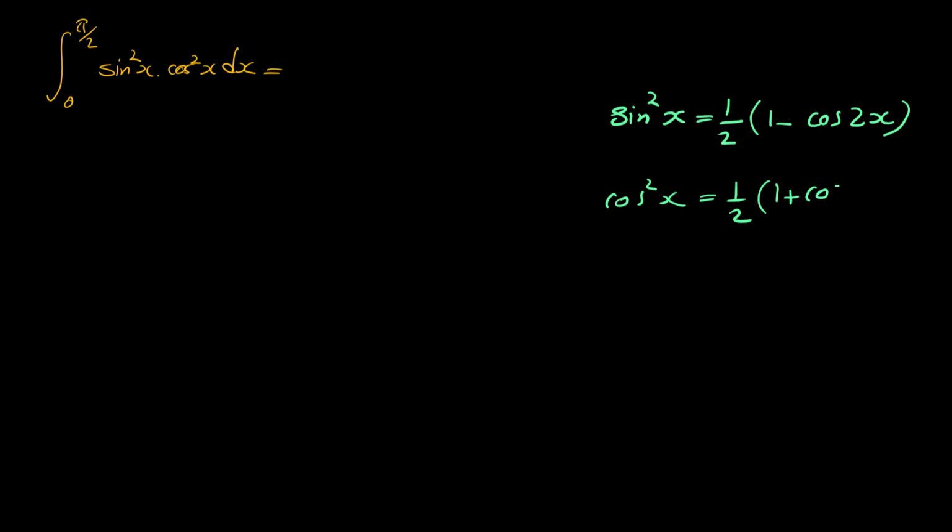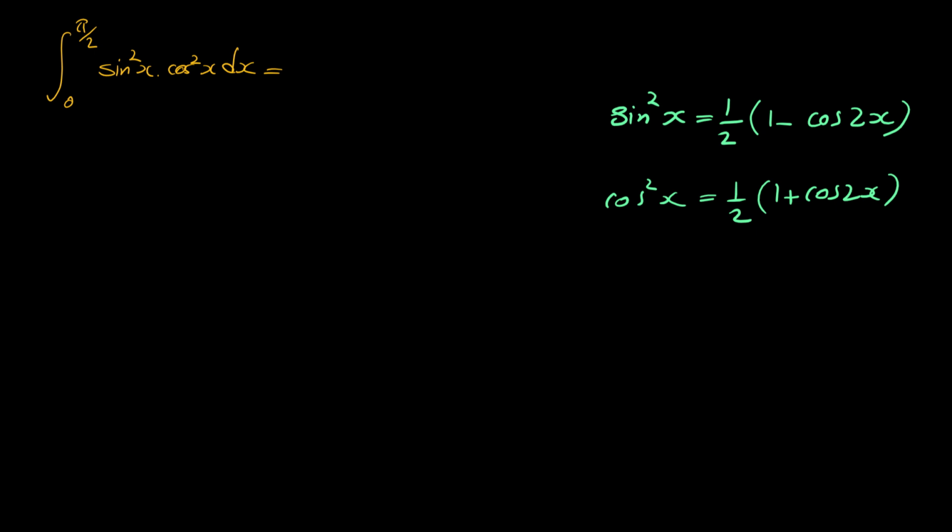Integral from 0 to pi over 2 of sine squared x cosine squared x. Here we have a sine, but the power is even, cosine with even degree. So we don't like the even degrees, and we think about changing these powers. Again, remember sine squared x is 1/2 (1 minus cosine 2x). Cosine squared x is 1/2 (1 plus cosine 2x).